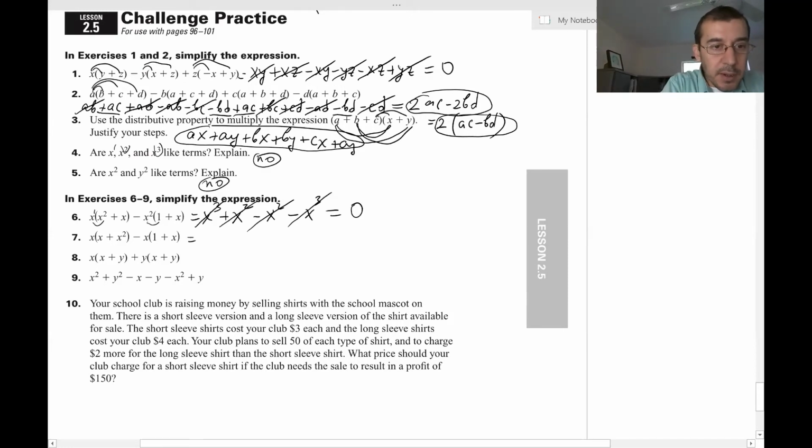Number 7. X times x is x squared. Then x times x squared is x cubed. We're adding up the exponents. There's x to the 1 there. Then minus x times 1 is minus x. Minus x times plus x is minus x squared. So here x squared and minus x squared cancel out. We end up with x cubed minus x. Okay.